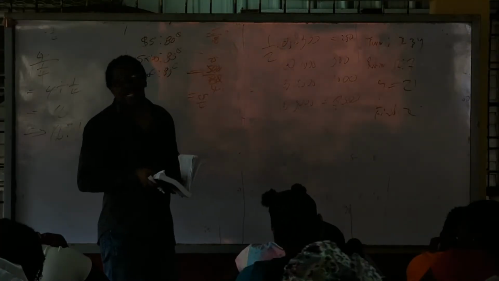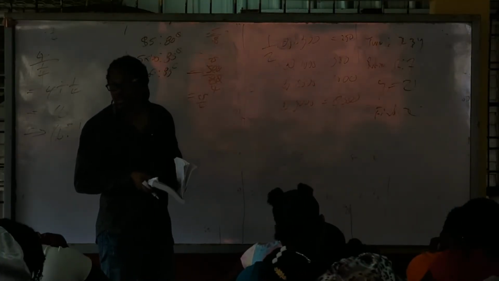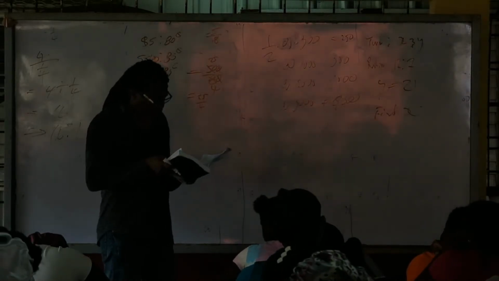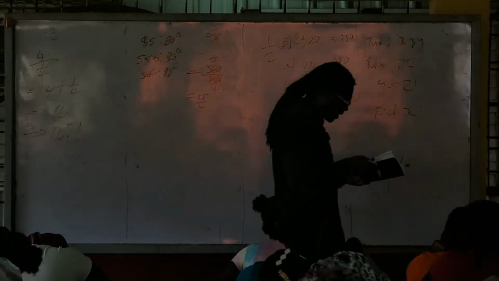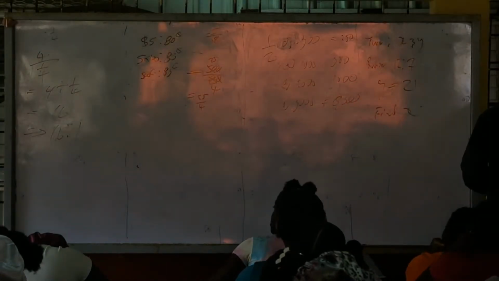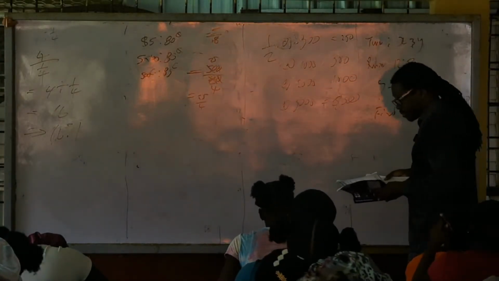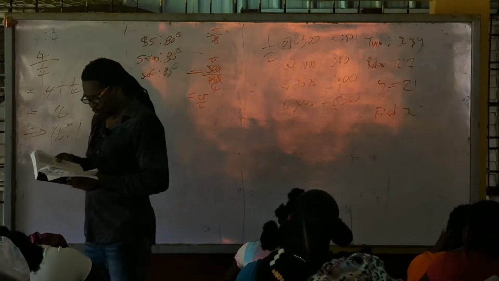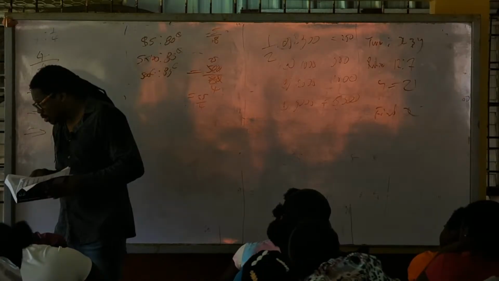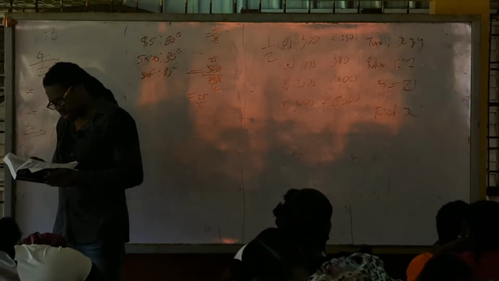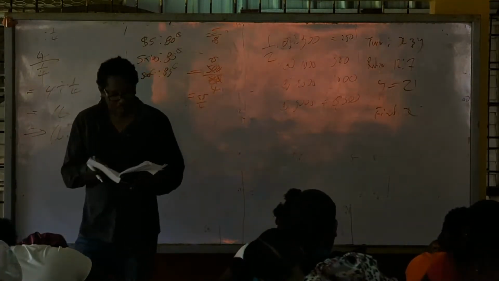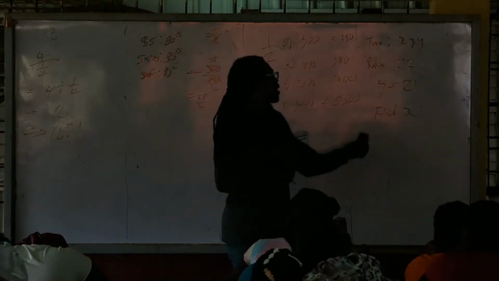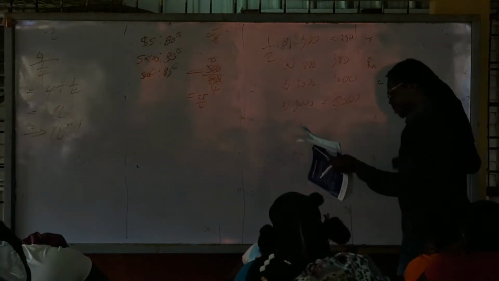5 into 210 is how much? Tell me. 5 into 210, that is 42. Now 42 times 7 is 294. And 12 times 42 is 504. All right, cool.